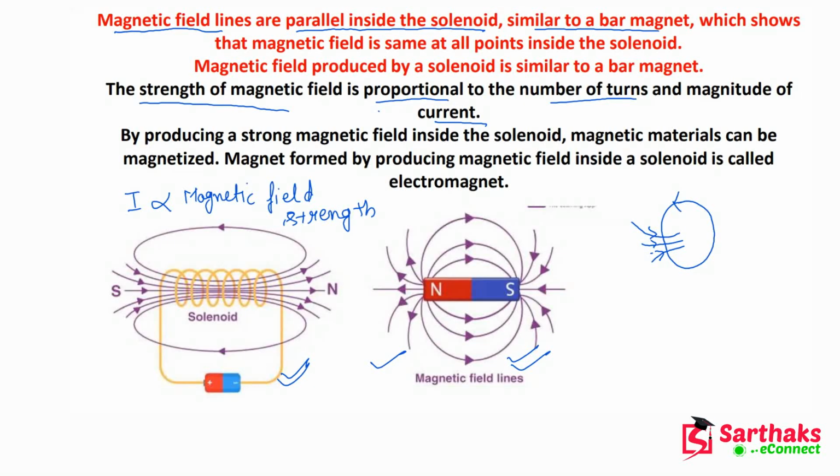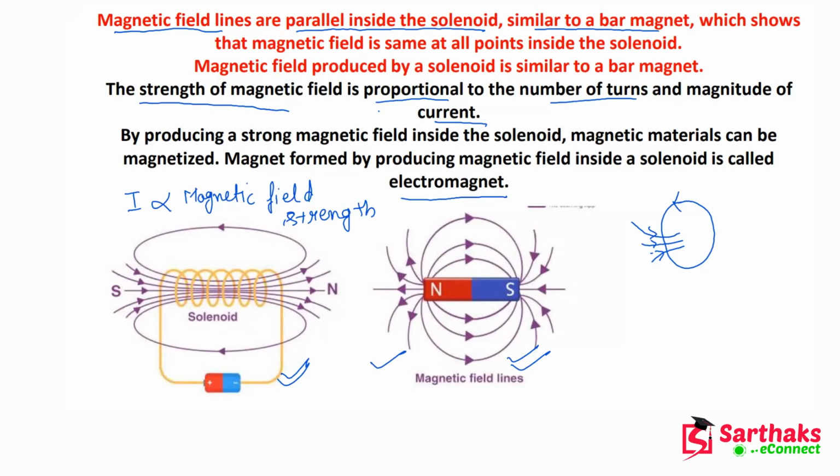By producing a strong magnetic field inside the solenoid, magnetic materials can be magnetized. A magnet formed by producing a magnetic field inside a solenoid is called an electromagnet.